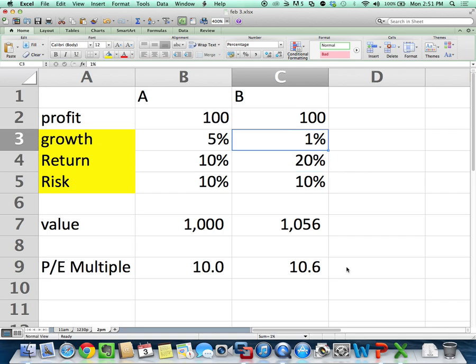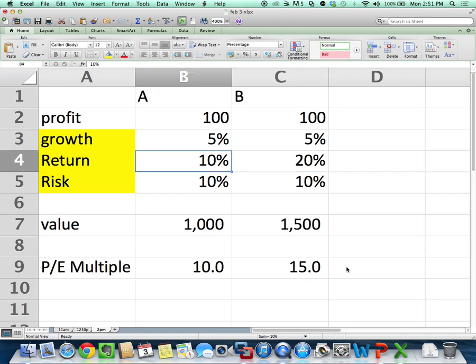Final scenario. What if company A had a negative spread? Their ROIC was 8%, their cost of capital was 10%. What happens if they grow? What happens to their value?